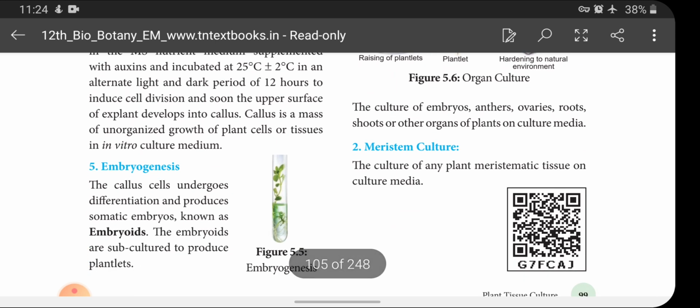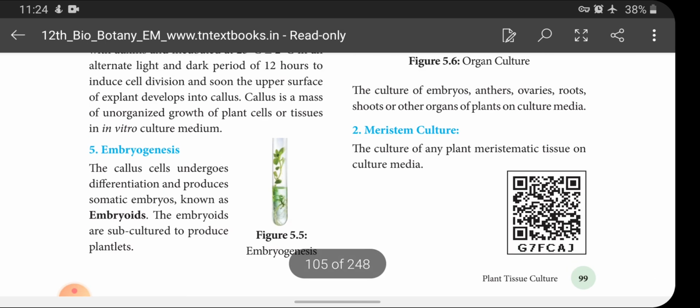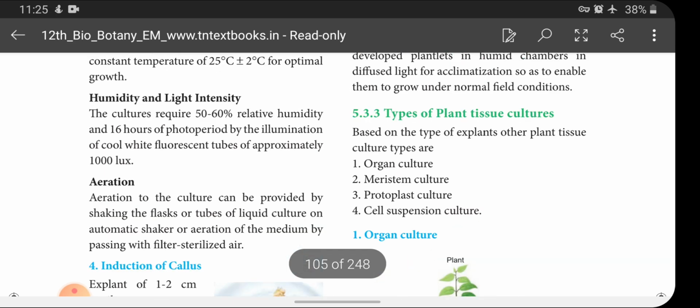And next one is embryogenesis. First we have to make ready the conditions necessary for tissue culture, and next we have to induce the callus formation. After the callus formation, what happens? Embryogenesis. Embryogenesis means the callus cells undergo differentiation and produce somatic embryos known as embryoids. The embryoids are subcultured to produce plantlets. From the embryoids, plantlets are produced.